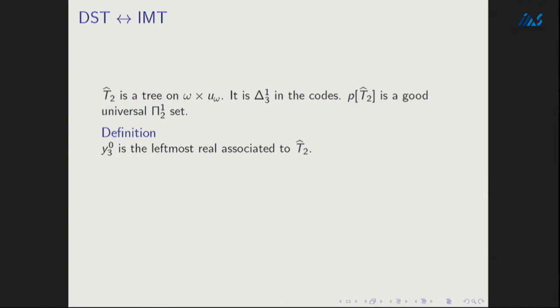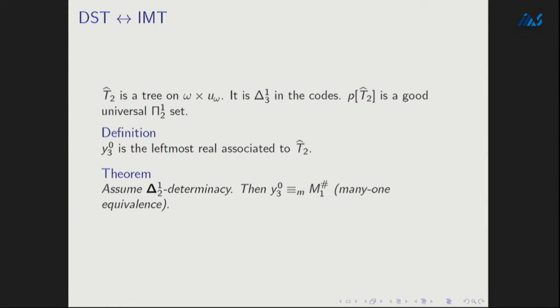This is an old notation from Q theory, the leftmost real. The first coordinate of the leftmost branch of T2 is called y03. And this is the canonical real. So it turns out that this T2, coming from the uniform indiscernibles and the leftmost branch, is effectively equivalent to something from inner model theory, which is called M1 sharp. And this is many-one equivalent, so we are equivalent by querying only one value.